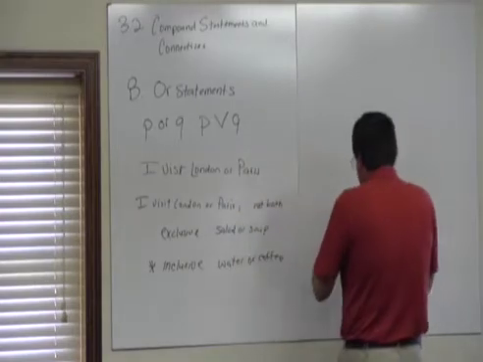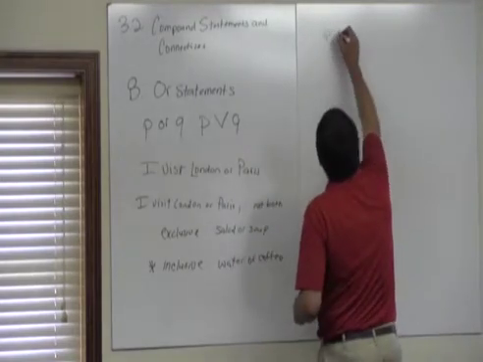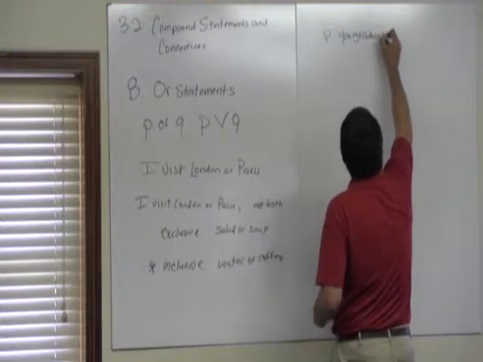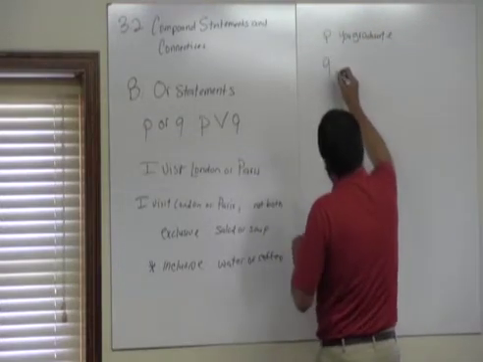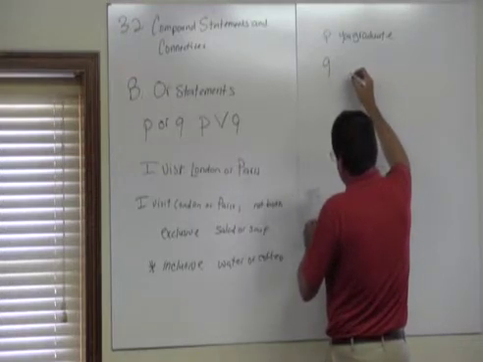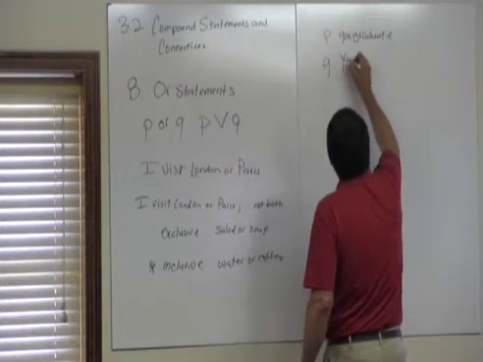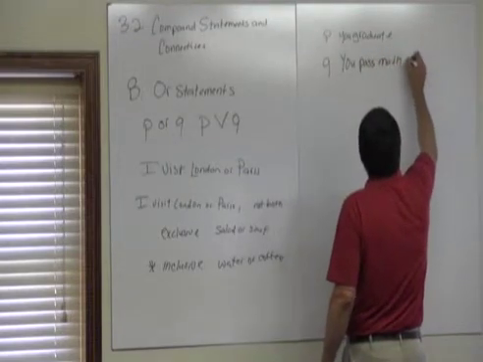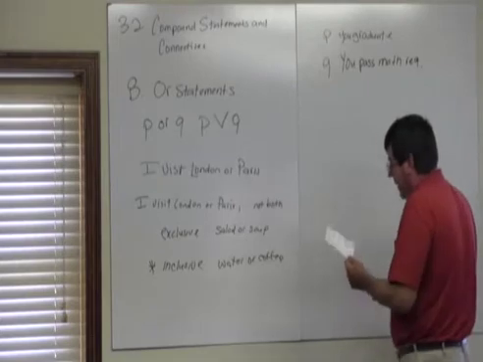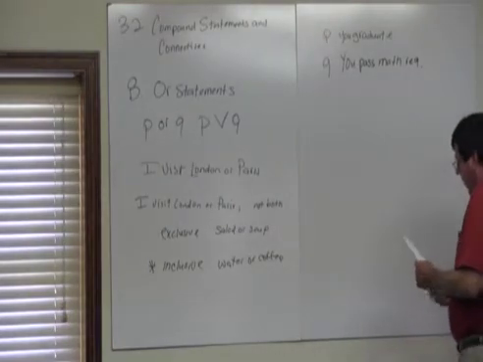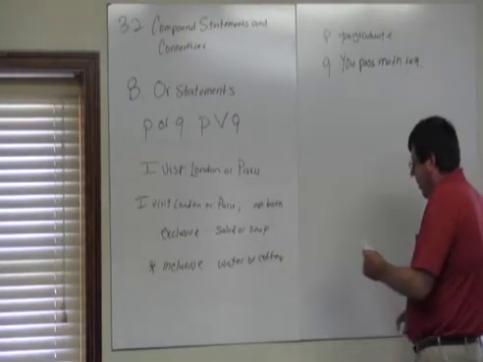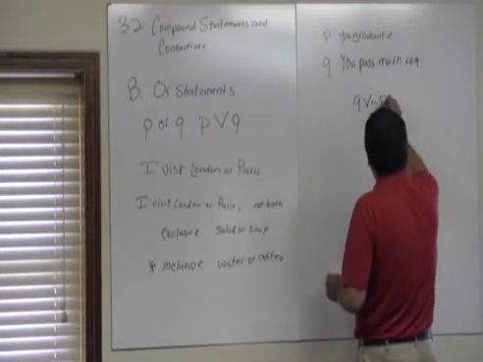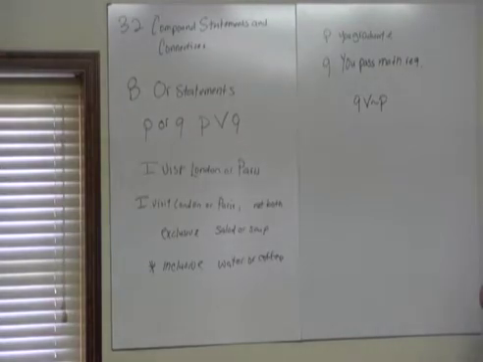We're going to say P means you graduate. I hope this writing is big enough. Q means you pass math requirements. I'm going to abbreviate. You pass math requirements. All right, so now I want to know, how would I write this? Q. How would I write that in the English?